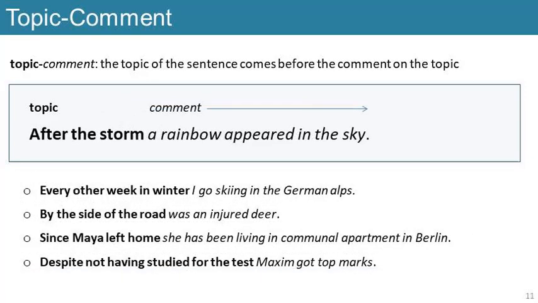In many cases, however, writers do not want the grammatical subject to be the topic of the sentence. They want it to be about some other information. A simple example is, after the storm, a rainbow appeared in the sky. The topic of the sentence is after the storm, and the comment is that a rainbow appeared in the sky. The slide has more examples of an element other than the grammatical subject as the topic.